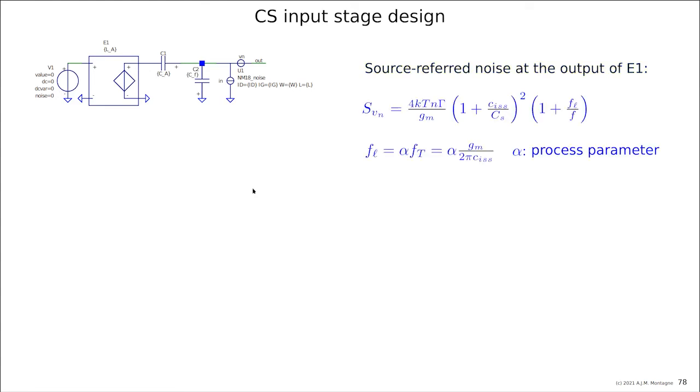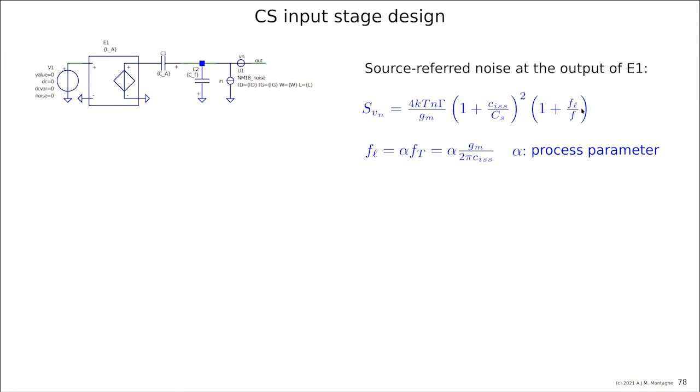Well, here was the expression. Maybe you remember. It was like 4kT n gamma divided by gm times (1 plus the ratio of the total input capacitance of the FET divided by the source capacitance) totally squared, and then we had the 1/f noise.